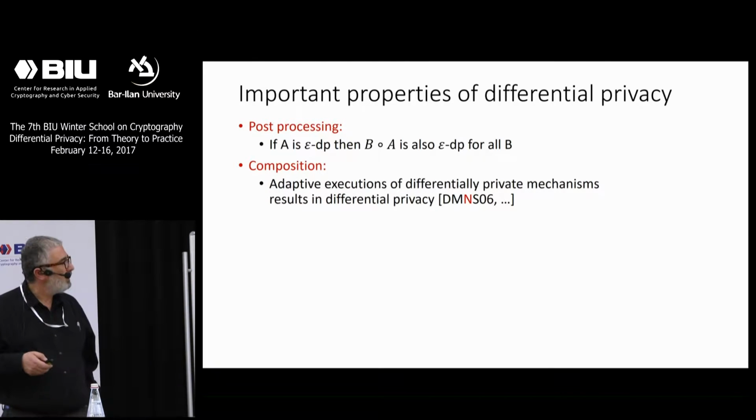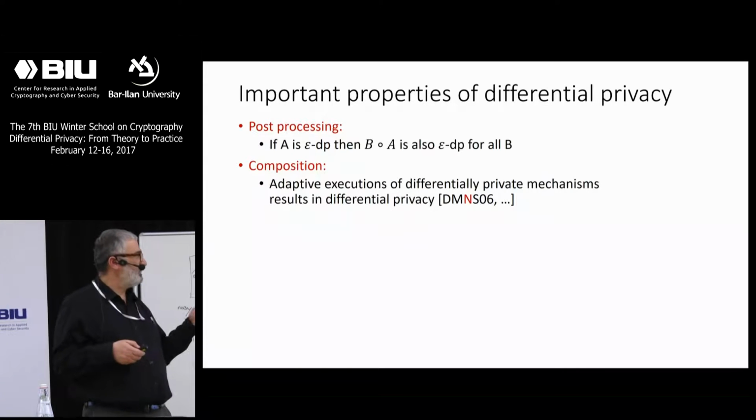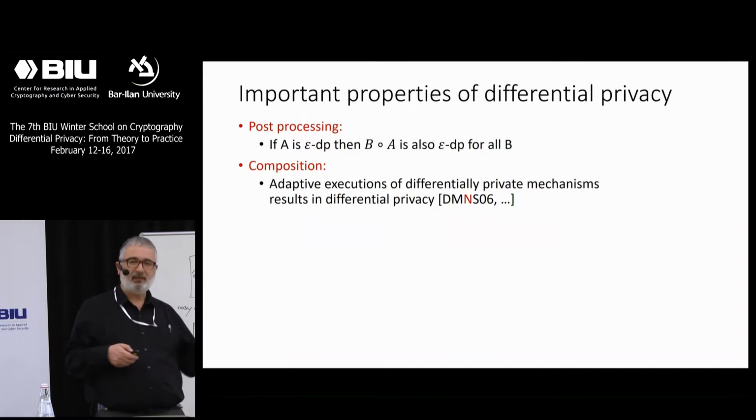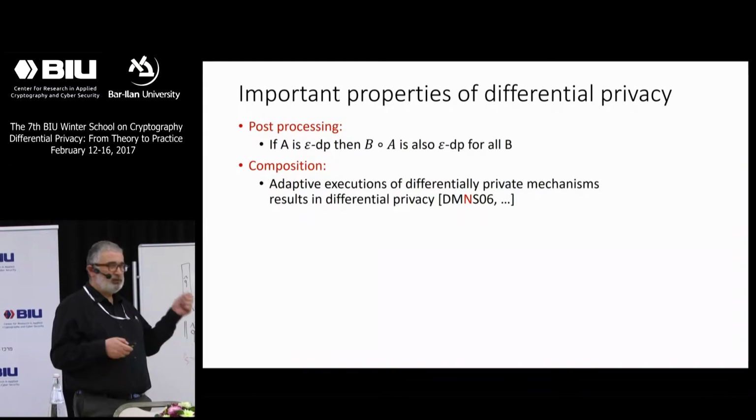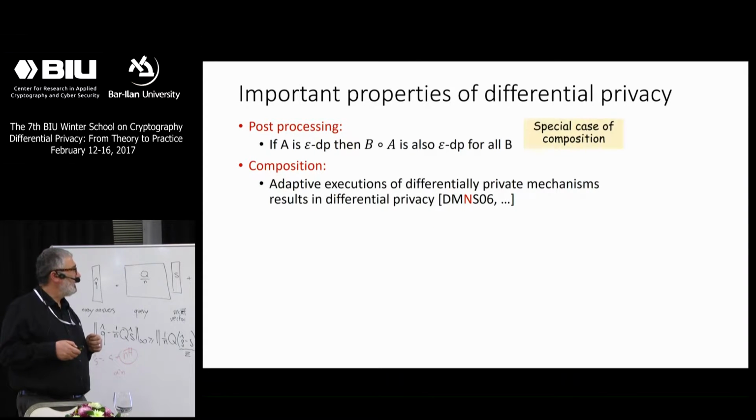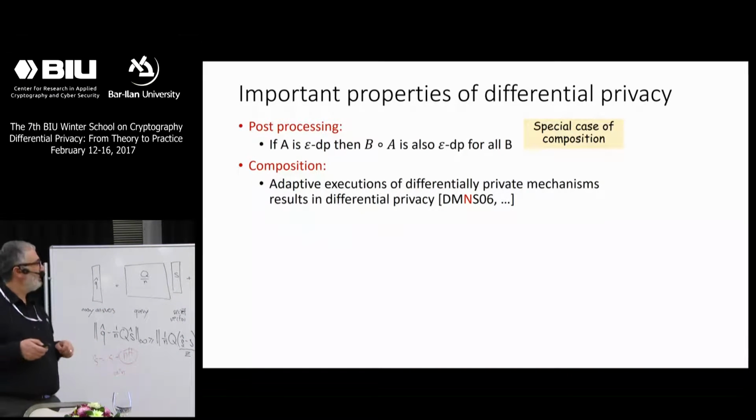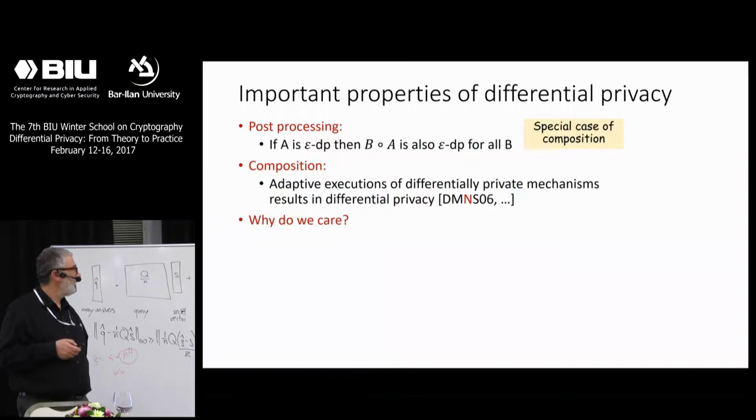Composition, we'll speak about today. Adaptive executions of differentially private mechanisms, and this emphasis on adaptiveness, we'll explain it later. And this also results in differential privacy. We can think about post-processing as a special case of composition when the second algorithm does not get to touch the data, it only sees the outcome of the first algorithm.